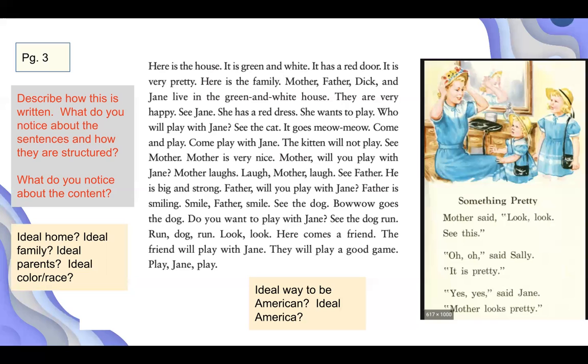You need to start thinking about, why won't the kitten play with Jane? What's wrong with Jane? Because this is going to connect later in the novel.